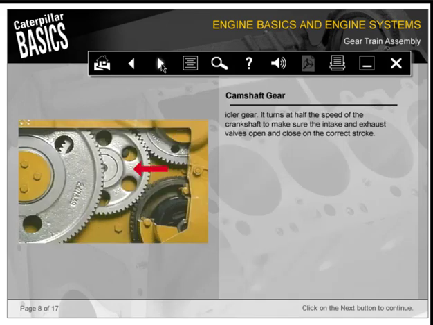The camshaft gear meshes with the idler gear. It turns at 1/2 the speed of the crankshaft to make sure the intake and exhaust valves open and close on the correct stroke.